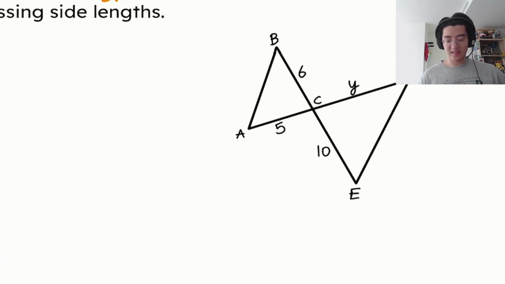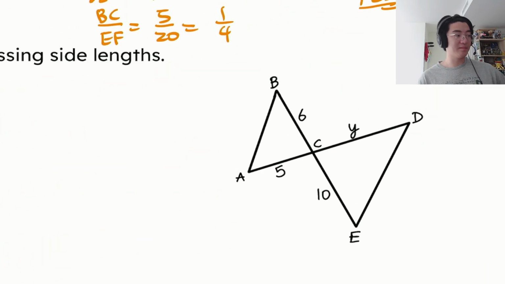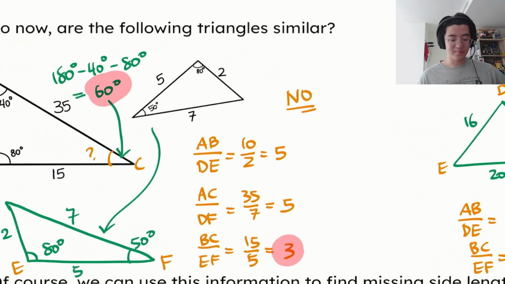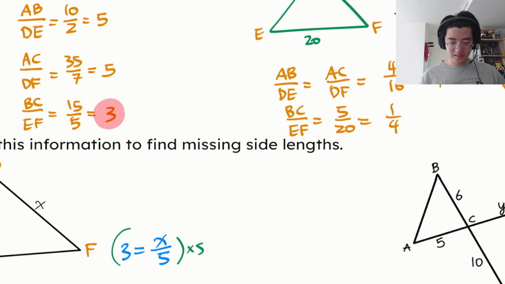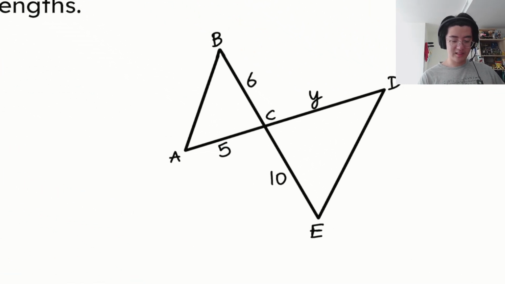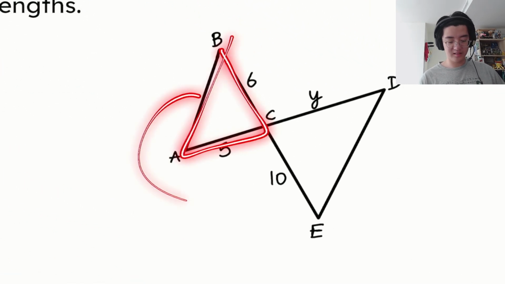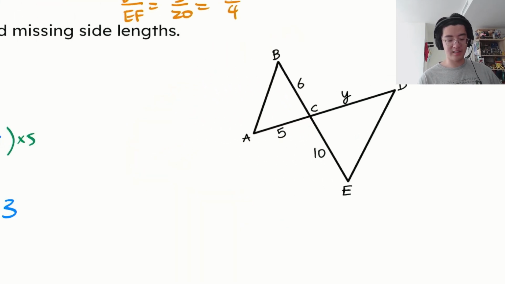Okay, next question. So right here, this looks a little cursed, right? But they are still similar. And like the example we did earlier, we always have to make sure that the triangles are flipped in the correct orientation to actually compare the two. So what we can do here, let's flip this triangle so that it's in the correct orientation.